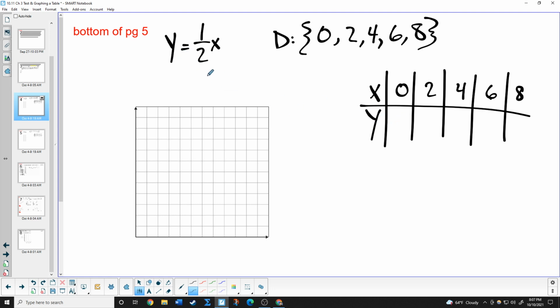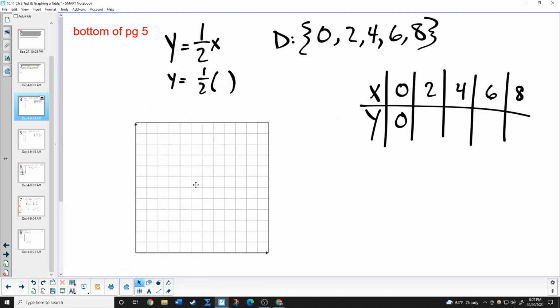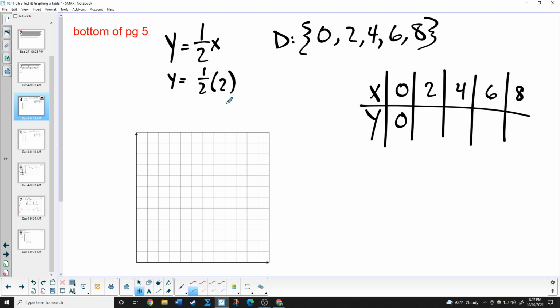All right, so we're going to start by plugging in 0. So y equals 1/2 times 0. So when we do that, y comes out to just equal 0. So we'll put 0. When we do 2, let me go ahead and move this down. When we plug in 2, we're going to multiply 1/2 times 2, and that gets us just 1. All right, let's keep it going. When we plug in 4, half of 4 is just 2, half of 6 is 3, and half of 8 is 4.